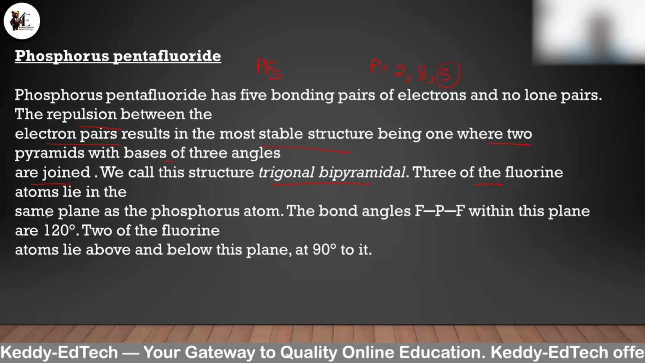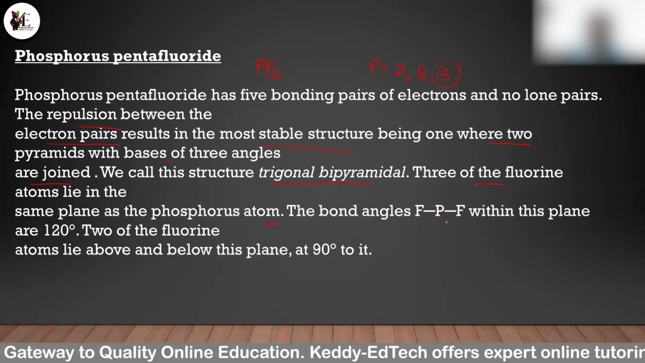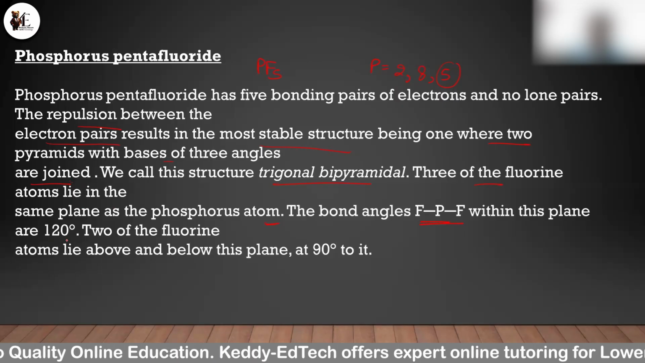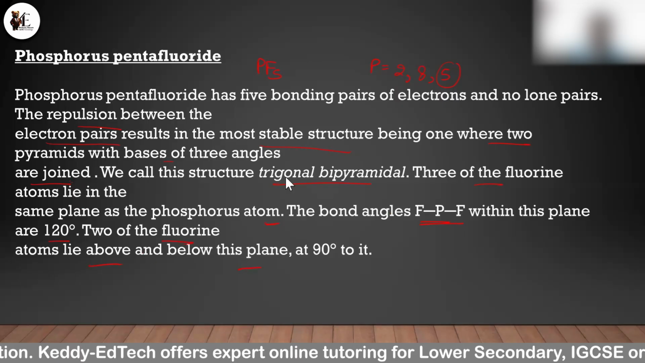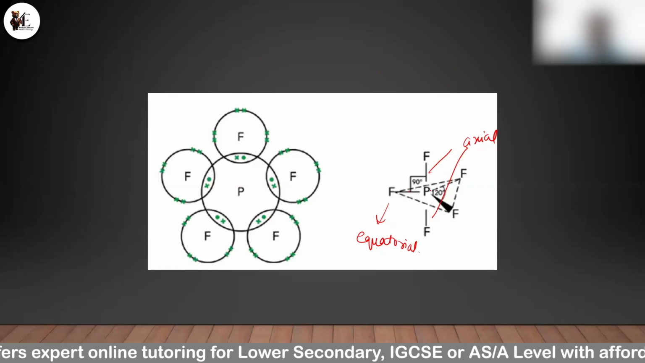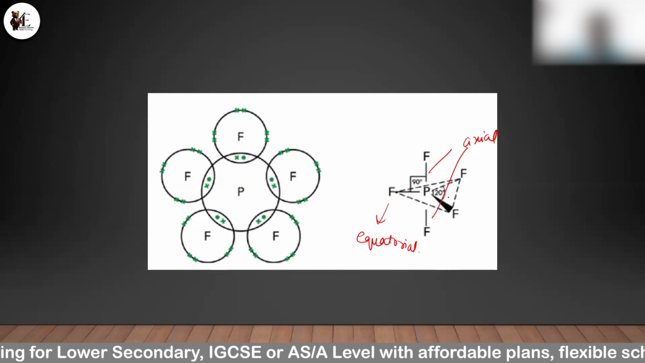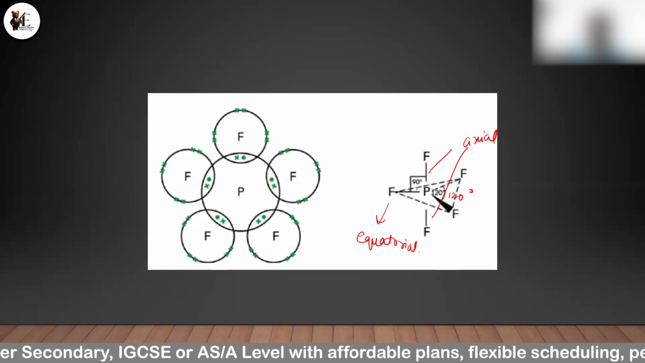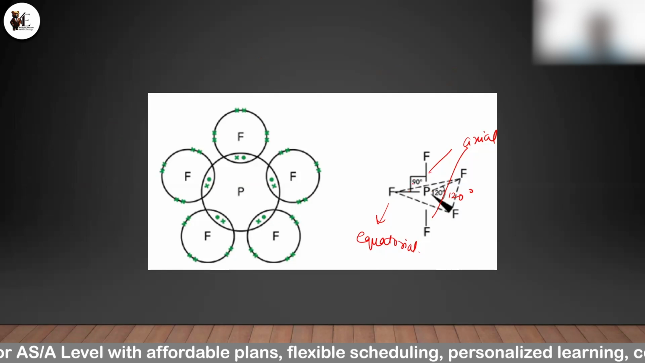3 fluorine atoms lie in the same plane as the phosphorus atom. Bond angles FPF within this plane are 120 degrees. 2 fluorine atoms lie above and below this plane at 90 degrees to it. Look at the structure. Here, 3 fluorine atoms, this one and this, are lying at an angle of 120 degrees. And the 2 fluorine atoms, which are axial, are lying perpendicular. That means they are lying 90 degrees to each other.